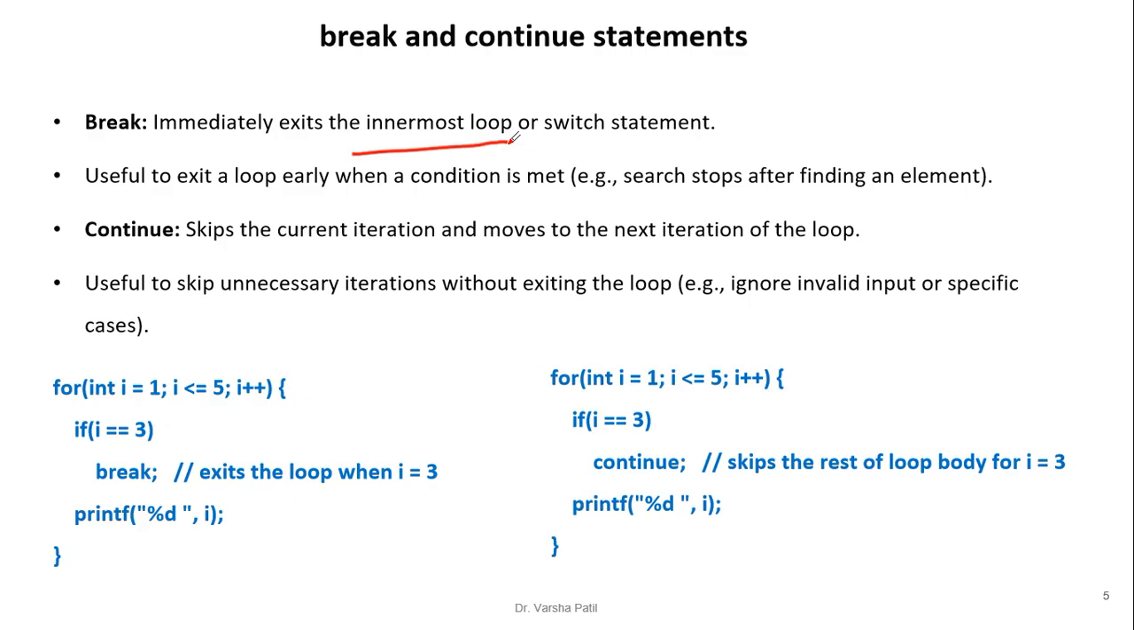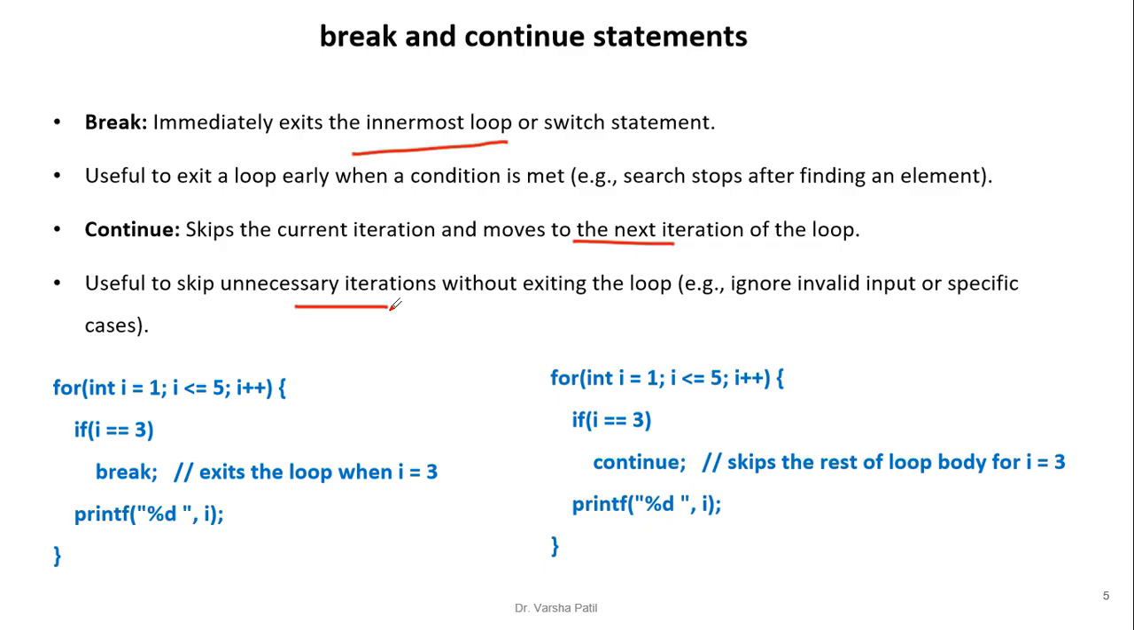If we use a nested loop and use break in an inner loop, it will go to the outer loop, that is, the inner loop breaks. If we write break in the outer loop, then when break happens, it will come out of the entire loop. And in switch case, we use the break statement after each case. It is useful to exit a loop early when a condition is met, for example, a search stops after finding a particular element. Continue skips the current iteration and moves to the next iteration of the loop. It is useful to skip unnecessary iterations without exiting the loop.